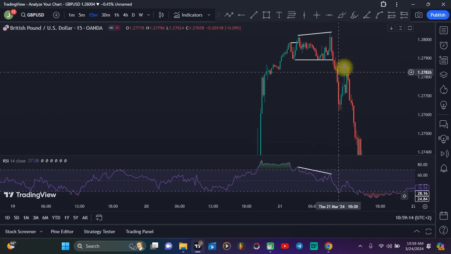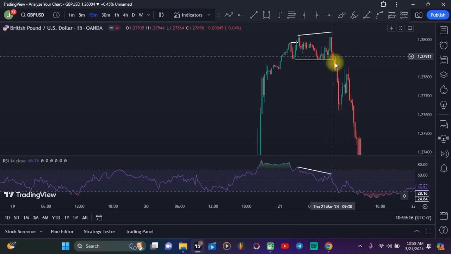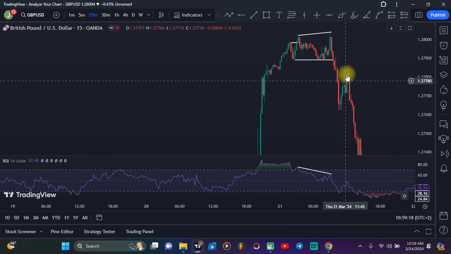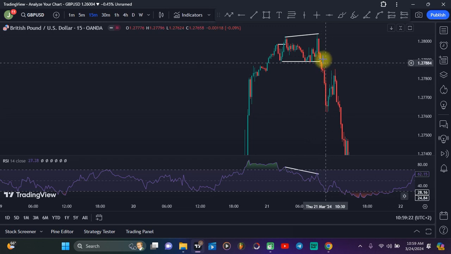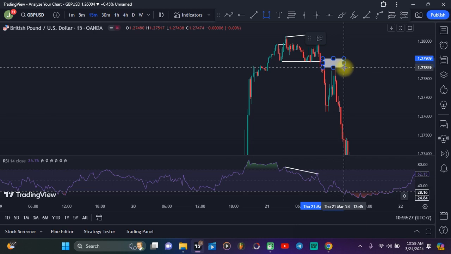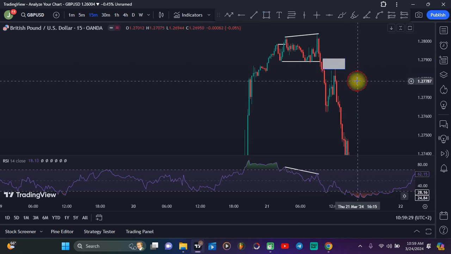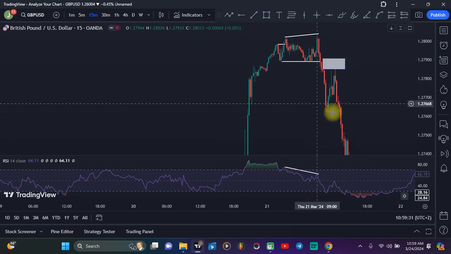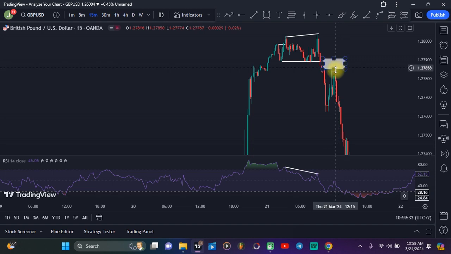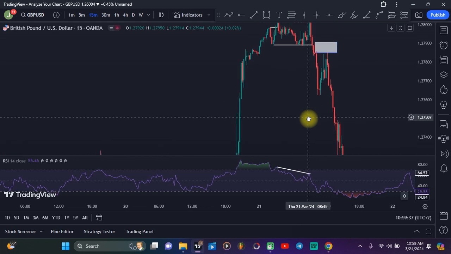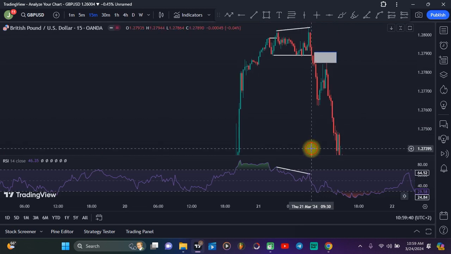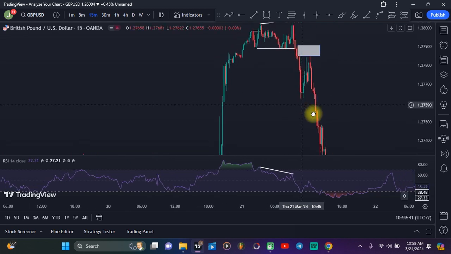And then after that, the market pushed to the downside, and then it gave us a retracement. And then where is our entry? Our entry was going to be on this order block over here. As you can see, it's a hidden order block, and then the market retraced, tapped into our hidden order block, and then started pushing to the downside.